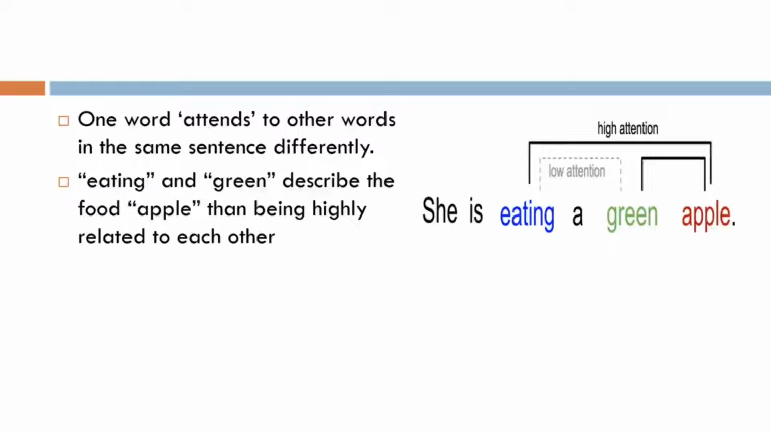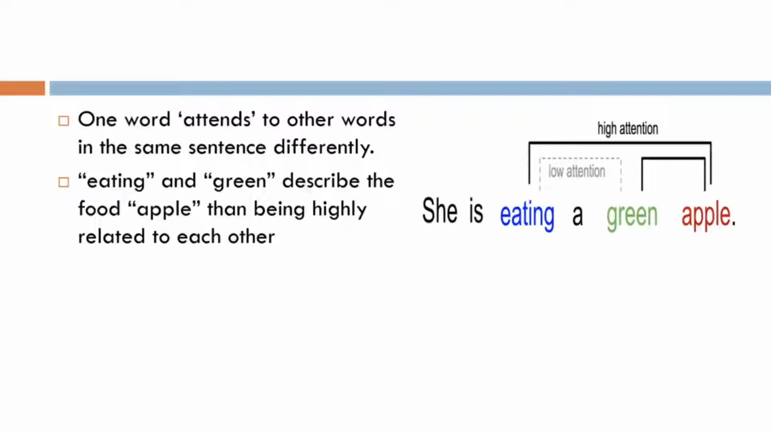Had she been reading a green book, we wouldn't have said she is eating a green book, right? We would have said she is reading a green book. So the word eating is more related to the word apple than it is to the word green.